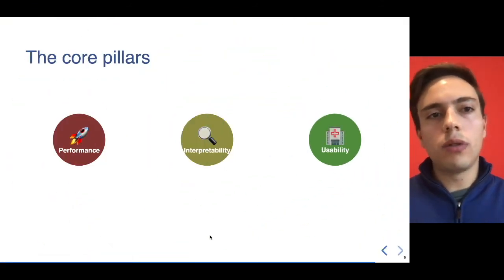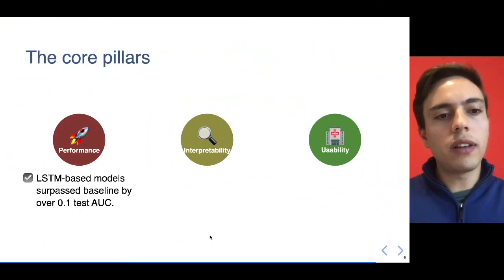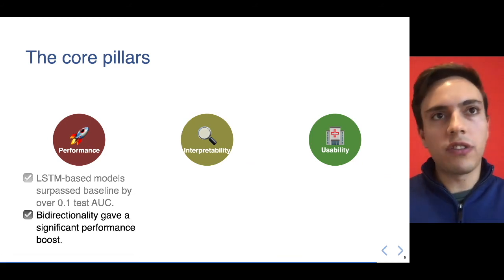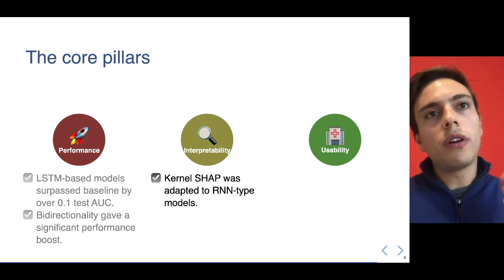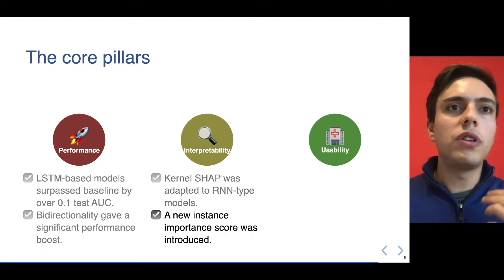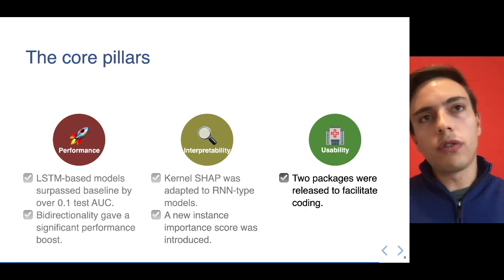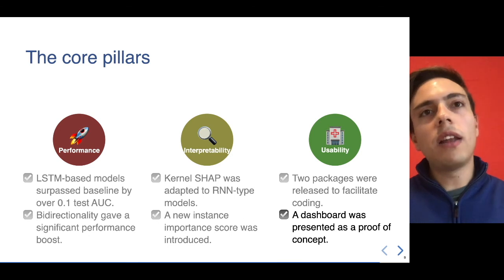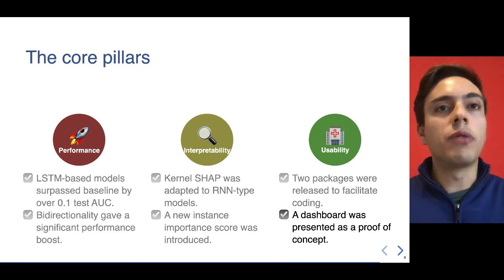So, what we see here through the core pillars: we saw that LSTM-based models surpassed the baseline, and the main cause for this was bidirectionality, by far. Then, in terms of interpretability, we adapted SHAP to RNN-type models and introduced a new instance importance score. We also released 2 packages to facilitate coding and implementation of these techniques, and also created a dashboard as a proof of concept. And that's it.